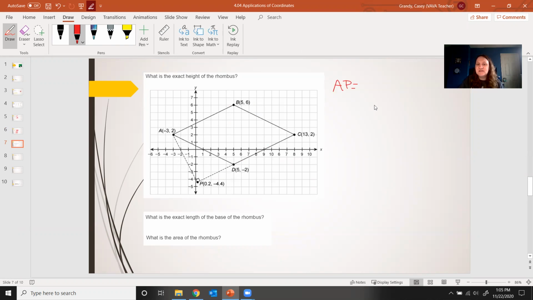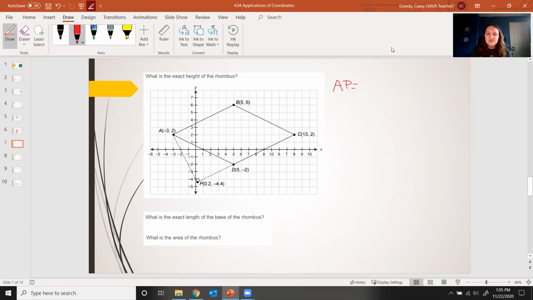So now we need the distance formula. Just a little review of our distance formula. It's the square root of the difference of our x values squared plus the difference of our y values squared. So here I have an x and a y, and P has an x and a y. So we have x1, y1, x2, y2. We'll plug that into the distance formula.